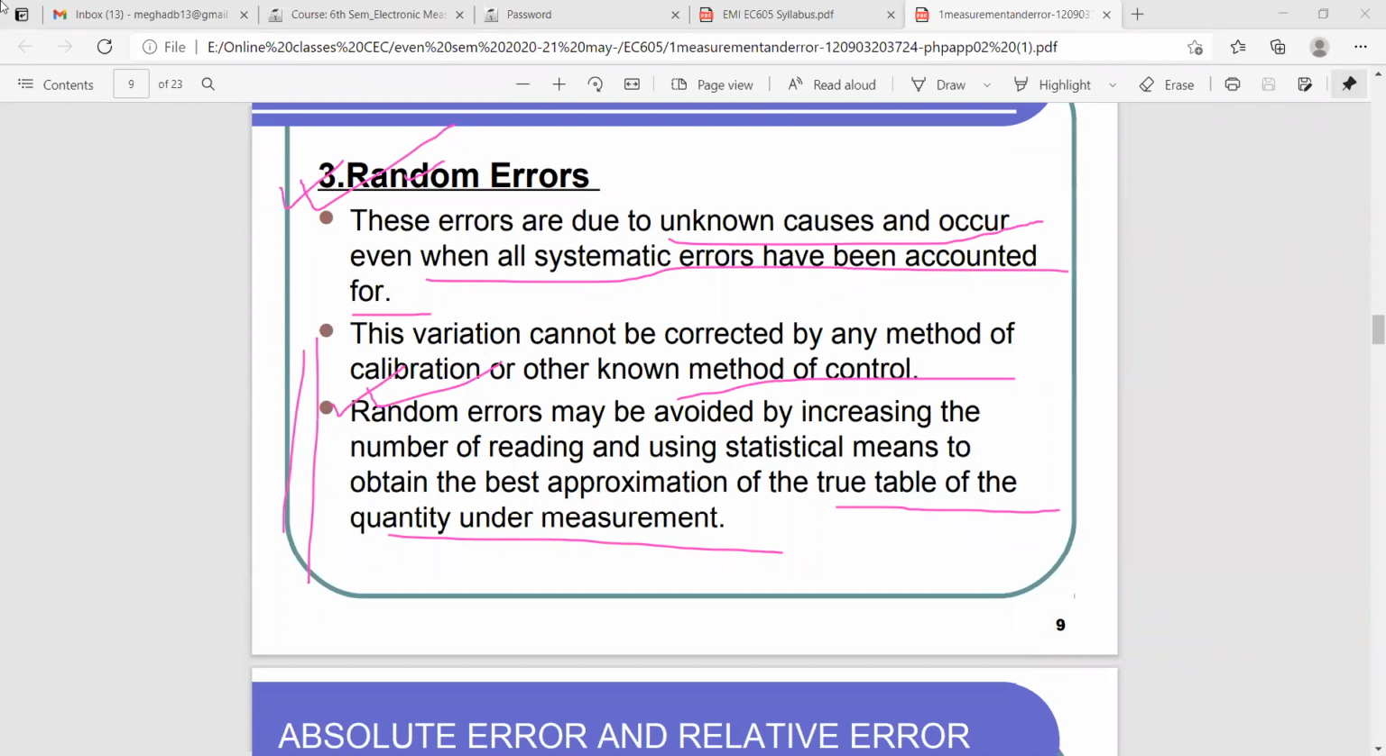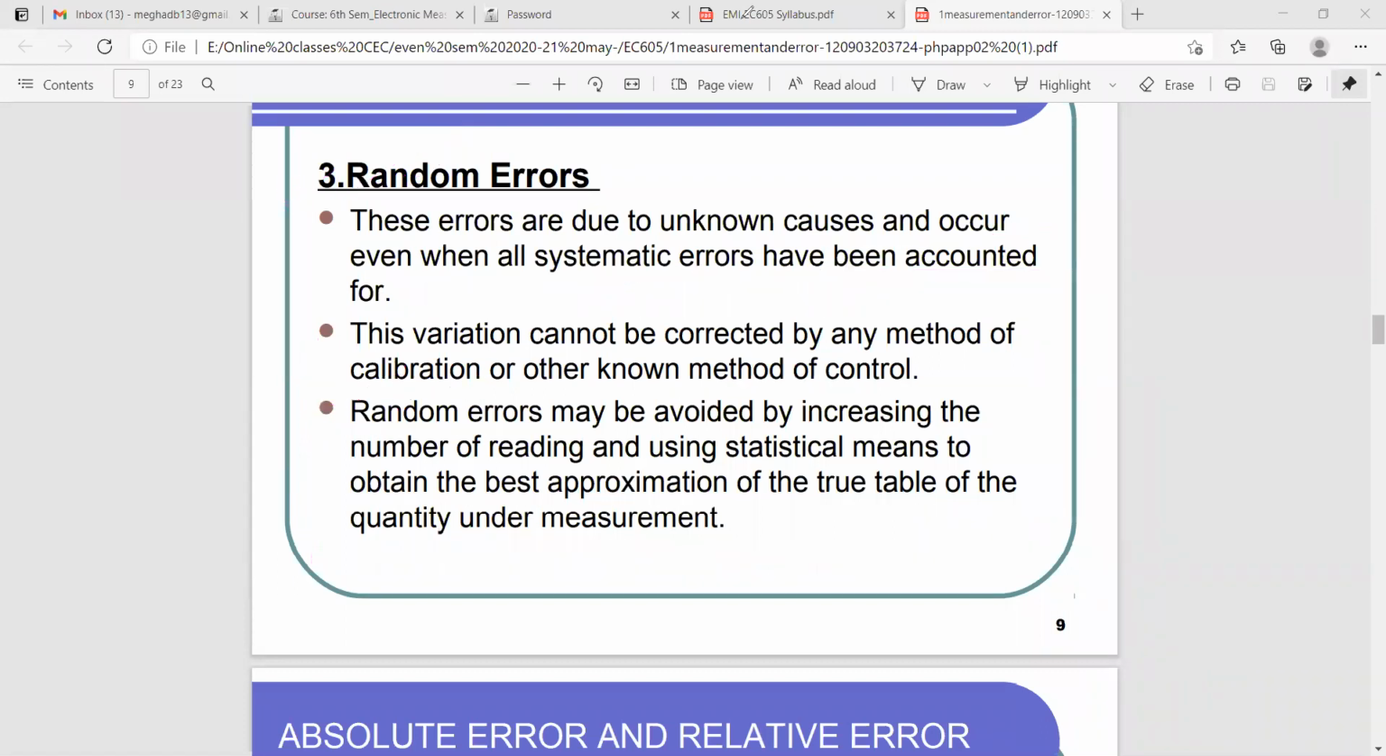And definitely, if you are taking readings of any instrument, you must have a manual. Then you can match it with the best approximation reading table. This is the value that is about to come, but I'm getting this much. So you can understand at what level the errors are coming. So this is all about gross error, random error, and systematic error.